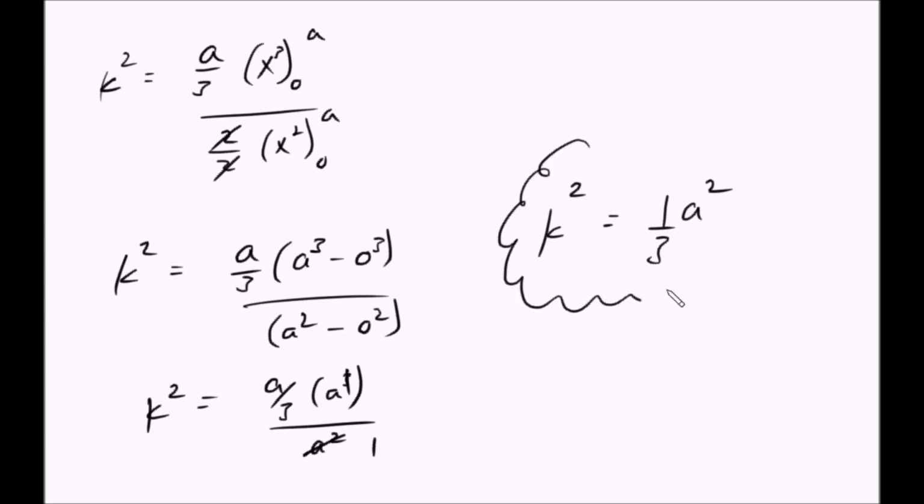Now the question was asking to find the square of the radius of gyration. So the square of the radius of gyration is 1 over 3 a squared of that solid of revolution formed. Let me say see you in the next tutorial.